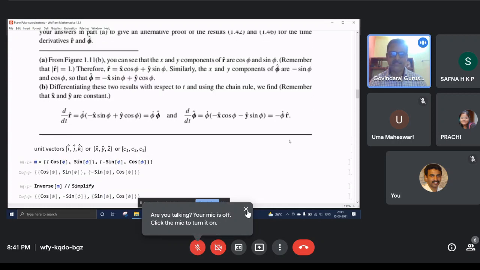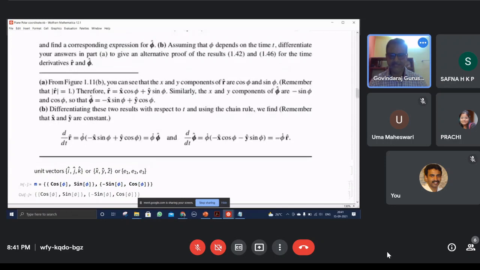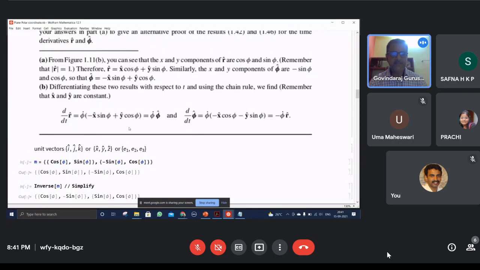That should be used consistently. If you use that, then you will be successful in understanding many things. Okay. So now, is it possible for us to understand that phi cap and r cap must be written as functions of time?